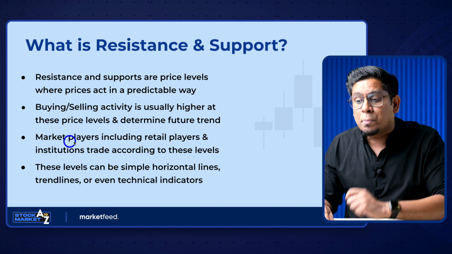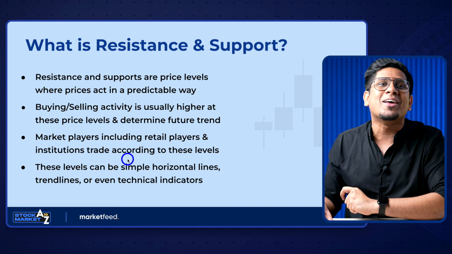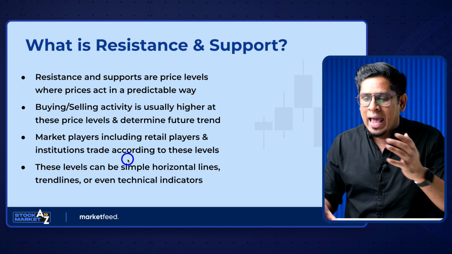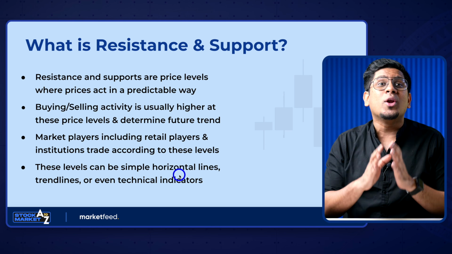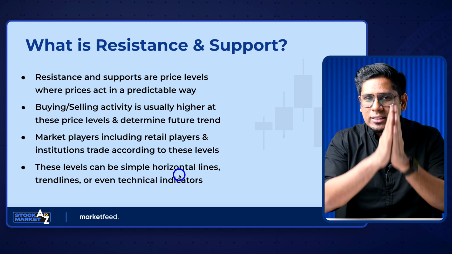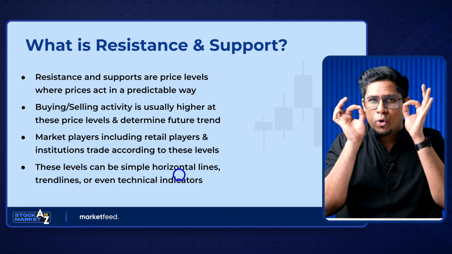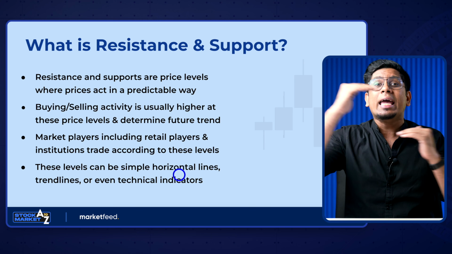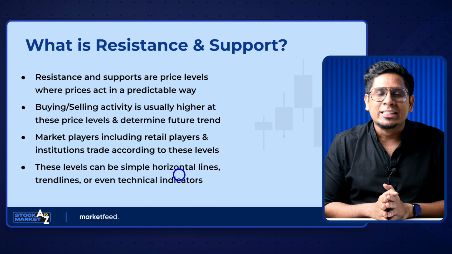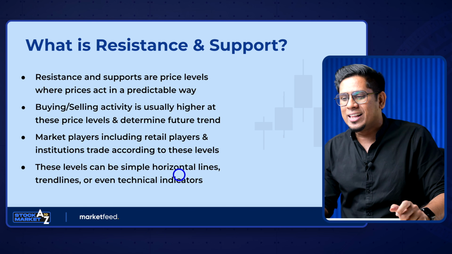The third point says that market players, including retail players and institutions, trade according to these levels. It is known to everybody. And finally, these levels can be simple horizontal lines, trend lines, or even technical indicators. So this is something you should understand. When we are learning about support and resistance, the most crude form is what we are learning in this video, that is, drawing lines on charts to understand support and resistances. Plus, we'll learn one indicator also. So stay tuned till the end of the video.